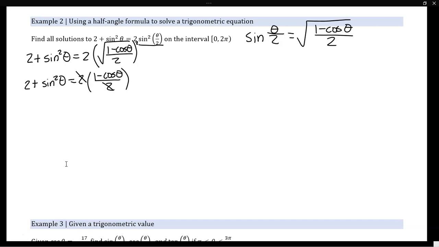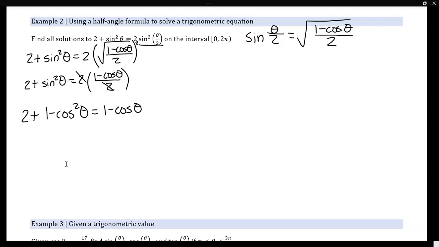And then since we have this trig equation where we have sine squared and cosine, we all remember from lesson 1, we want to get that down to a single trig function. So we're going to replace sine squared theta with 1 minus cosine squared theta. So we get 2 plus 1 minus cosine squared theta equals 1 minus cosine theta.